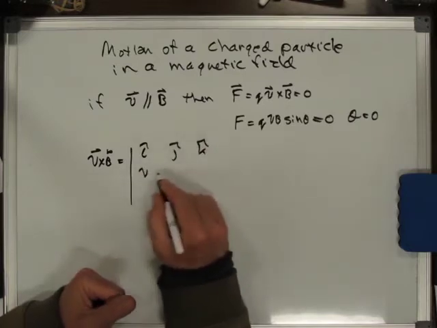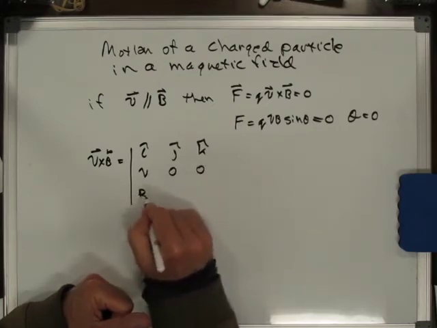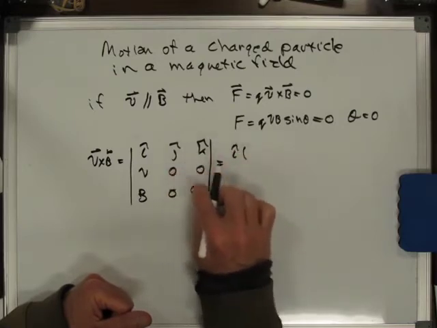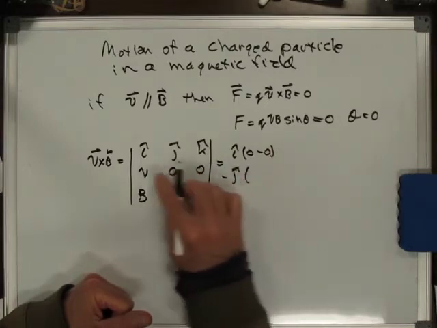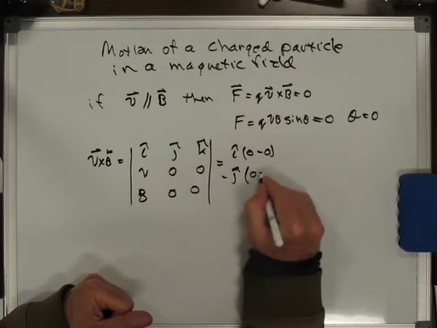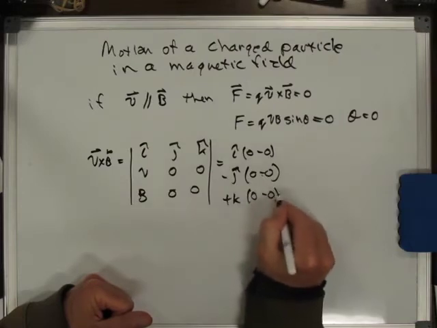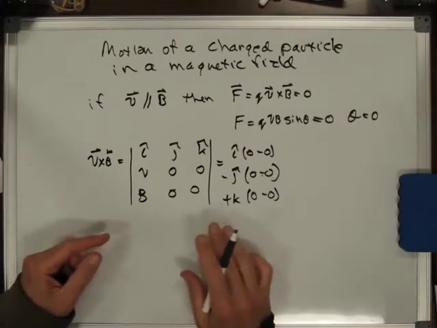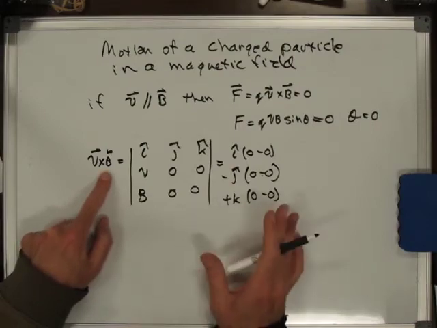If I say let me just put them along the i hat direction just for simplicity, right? 0, 0, B, 0, 0, right? Then this is equal to i hat times that minus that times that, so 0 minus 0, minus j hat, that times that minus that times that, which is 0 minus 0, plus k hat, that times that minus that times that, 0 minus 0 is 0. So if the velocity is parallel to the magnetic field, it has no effect on it.